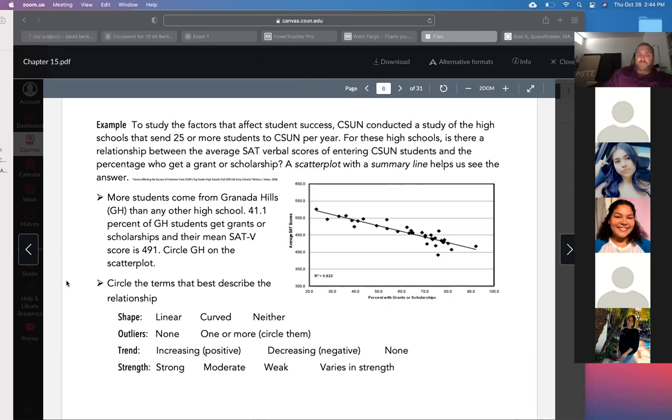So more students come from Granada Hills than any other high school. In fact, 41.1% of Granada Hills students get grants or scholarships, and their mean SATV score is 491. Circle GH on the scatter plot. Which of these diamonds represents Granada Hills?